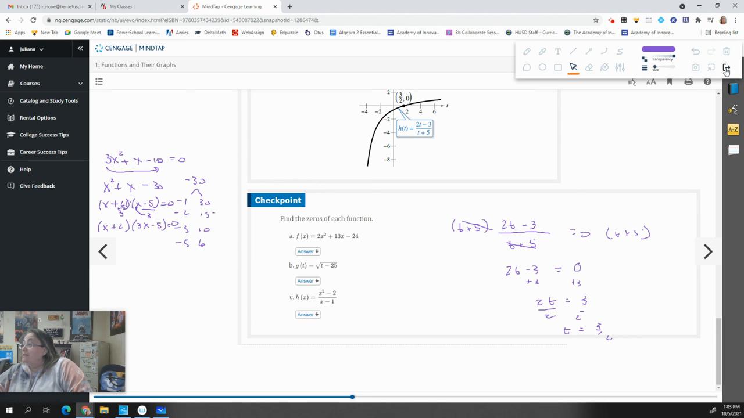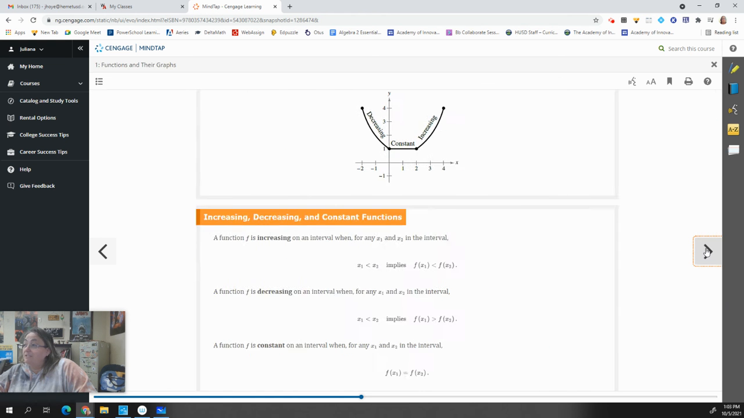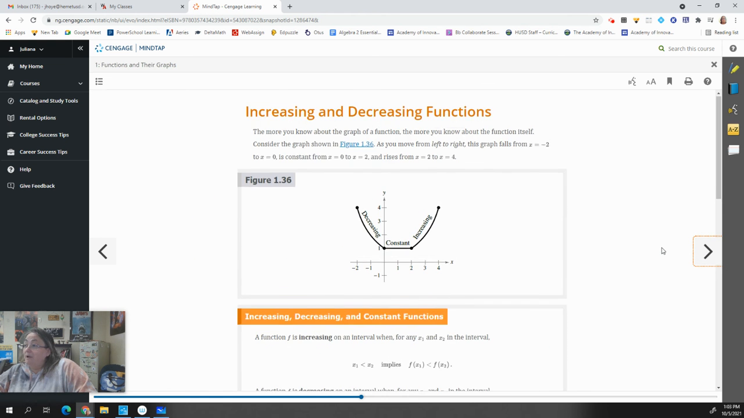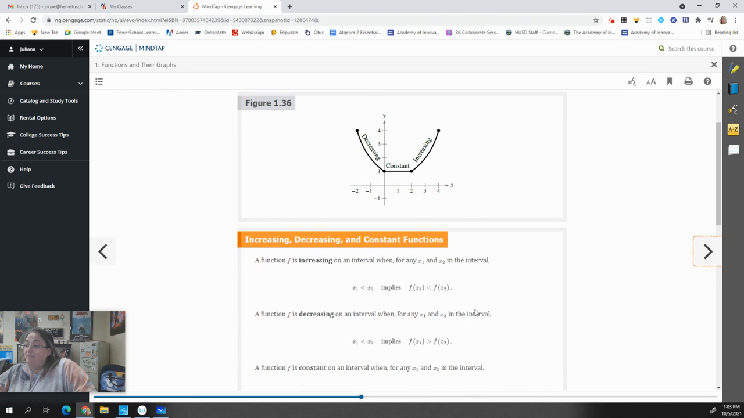The last thing that we're going to go over is increasing and decreasing functions. And it's literally just that. You're going to look at the graph and determine where it's increasing and where it's decreasing, and you're going to write the intervals. That will be the hardest part.